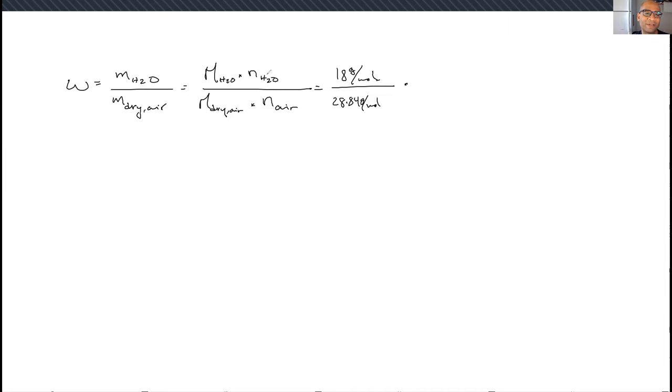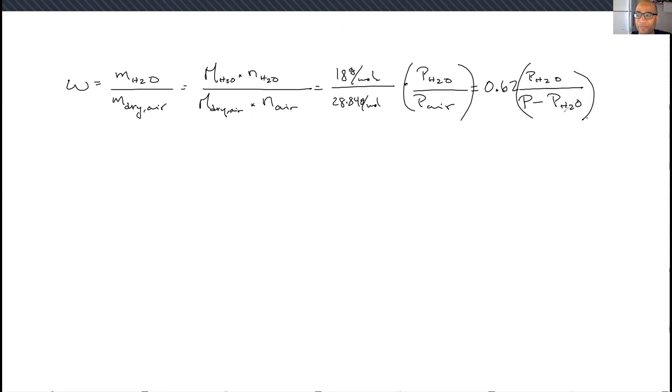Well, the number of moles of something is just the partial pressure times the total number of moles. So that's going to work out to being the partial pressure of water over the partial pressure of the air, so this 18 over 28.24 works out to be 0.62. And this pressure ratio is going to be pH2O, the partial pressure of water, over the partial pressure of just the air component without the moisture, which is the total pressure minus pH2O. And by definition, the partial pressure of water is the saturation pressure times the relative humidity.